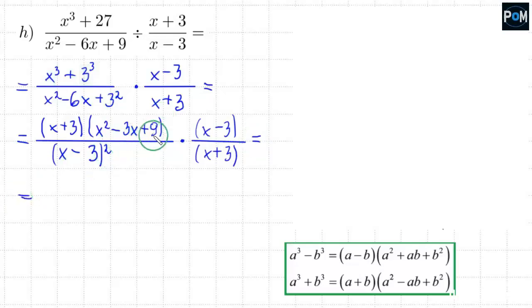I have the bracket x plus 3 on the top. I have the bracket x plus 3 on the bottom, so I definitely simplify that. And here are 2 such brackets. X minus 3 squared is 2 such brackets. There's 1 such bracket on the top, so I simplify 1 bracket from the top and 1 bracket from the bottom, leaving me with the second bracket on the bottom. X minus 3 remains in the denominator, and what's left on top is what's in this parenthesis. That is x squared minus 3x plus 9, and that's the end of the example.